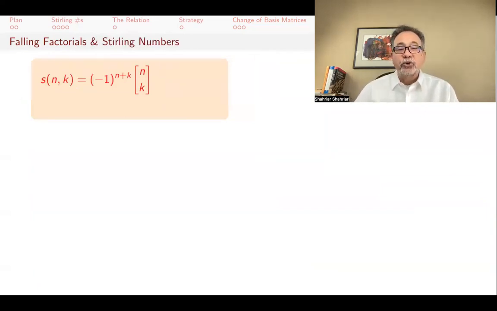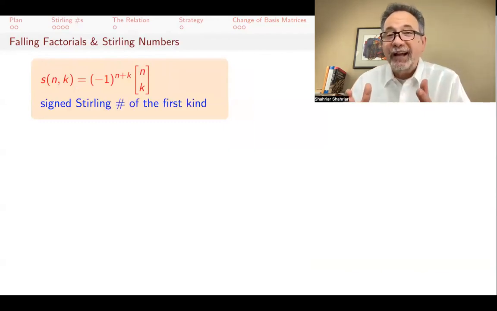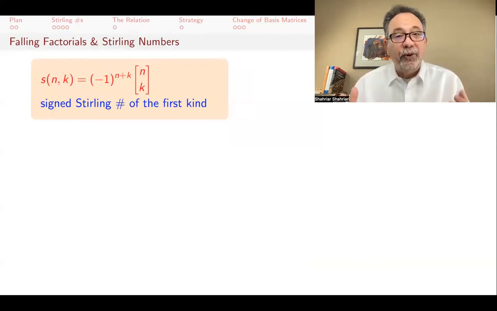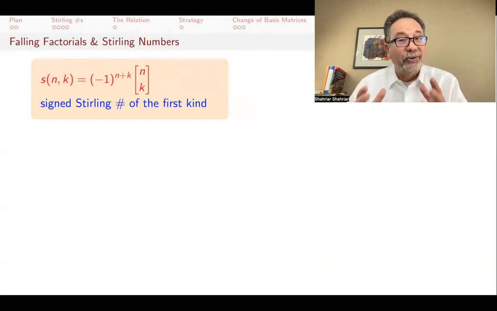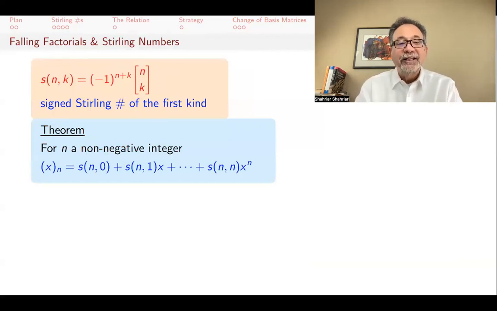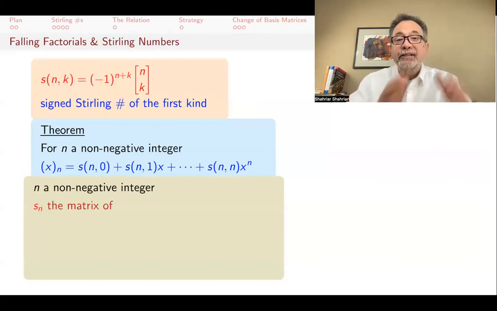So s(n,k) is going to be the signed Stirling numbers of the first kind. And again, Stirling numbers of the first kind are what? The number of ways that you can seat n people around k round non-empty tables. And the theorem is that if n is a non-negative integer, then when we expand these falling factorials, the coefficients are going to be these signed Stirling numbers of the first kind. And this theorem, I'm not going to prove to you here because I have a whole video devoted to the proof of this.